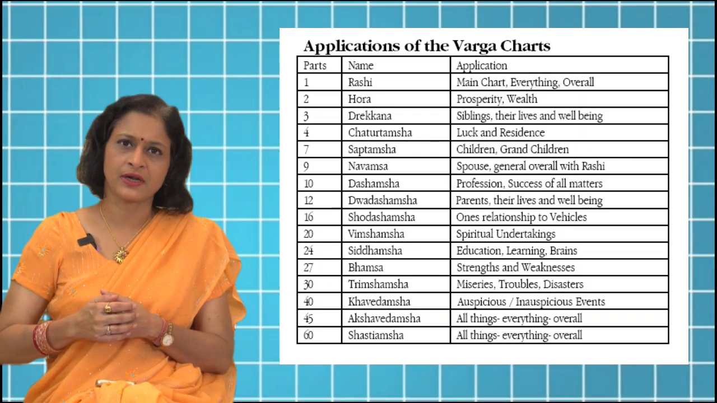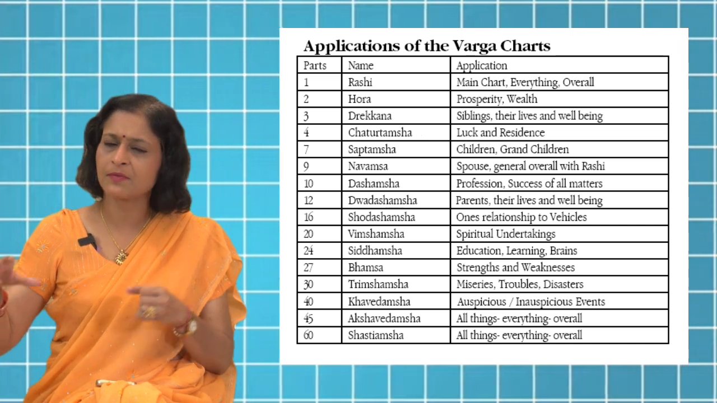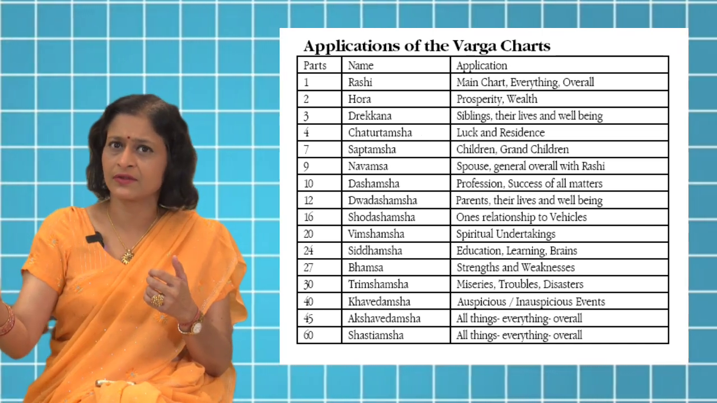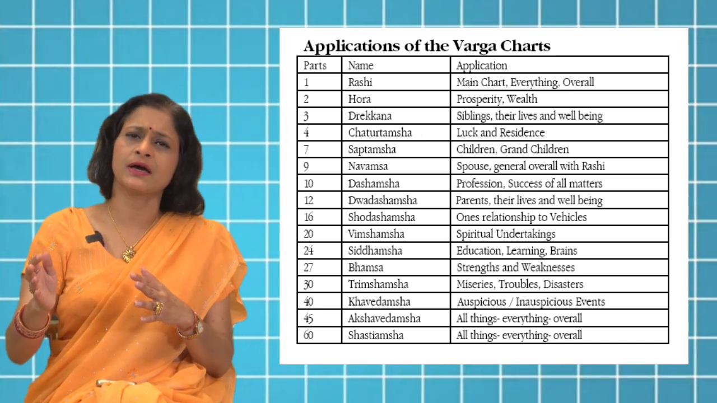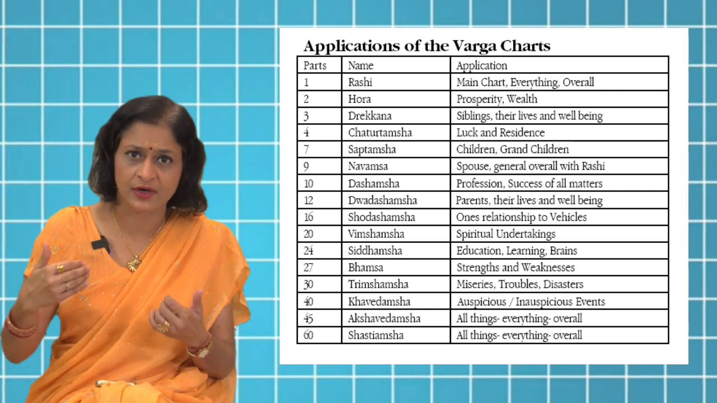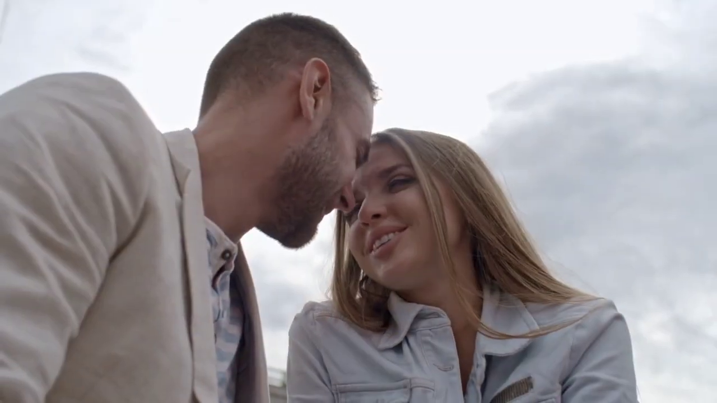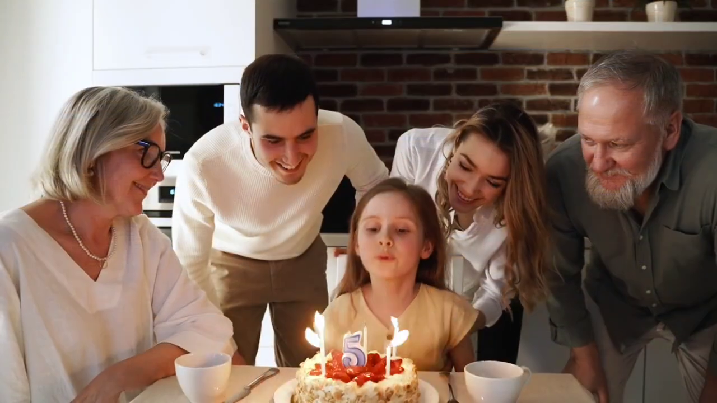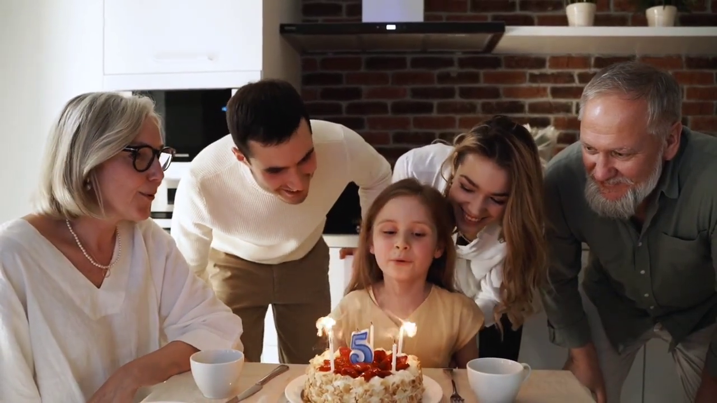But there are 16 vargas as given by Rishi Parashar. Apart from the Lagna chart, there are 15 other vargas, and each of these vargas will pertain to different aspects of our life. They can reflect our luxuries, our home, our married life, our career, parents, children, so many parts of our life. And each of them will show a different aspect of us. How do we consider that aspect of our life?